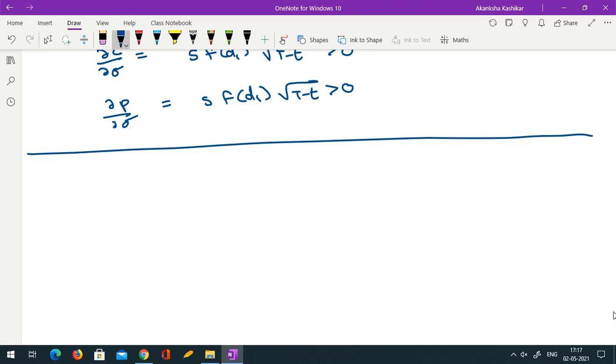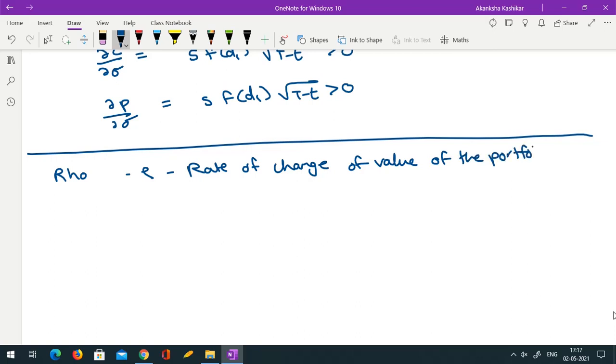Okay, and now the last Greek letter that we are yet to talk about is rho. So rho is rate of change of value of the portfolio with respect to change in the interest rate, the risk-free rate of interest. Again, rho is also not generally used much for hedging. So it just tells us something about how much the portfolio is sensitive to changes in the interest rate.